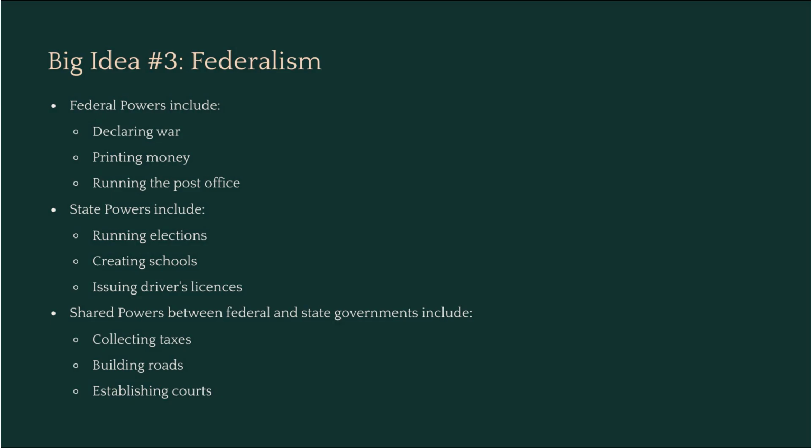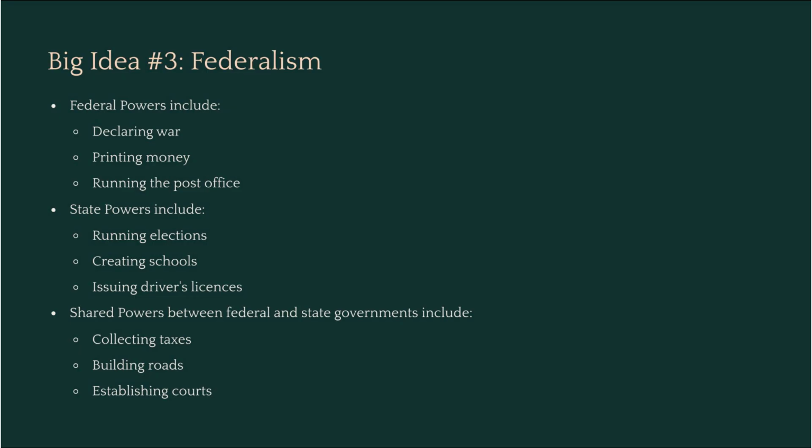A last big idea is called federalism. This is just the fancy word for the power-sharing agreement between the national government in Washington, D.C. and the 50 state governments. The Constitution is like a to-do list that divides up the jobs. Some powers, like declaring war or printing money, are given only to the federal government. Other powers, called reserved powers, are left just for the states, like creating schools or issuing driver's licenses. And some powers, like collecting taxes or building roads, are shared by both.